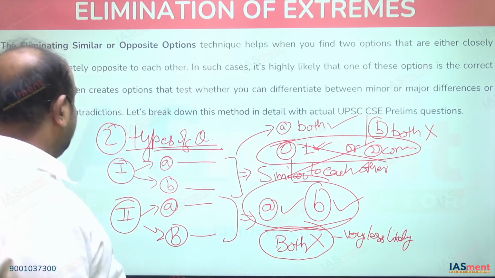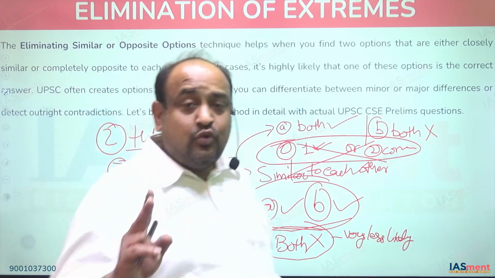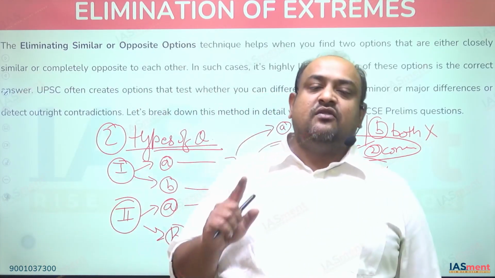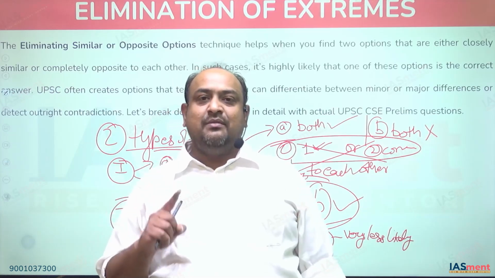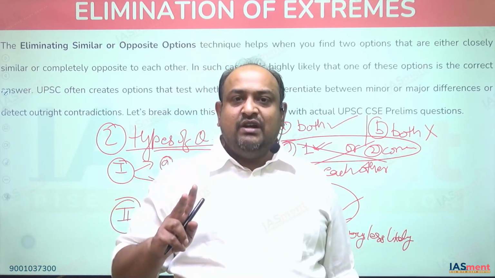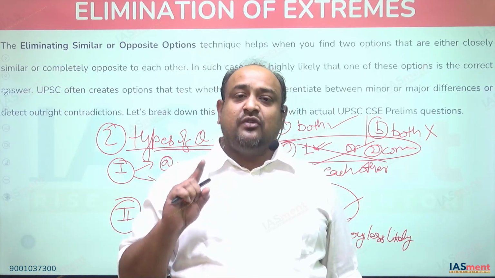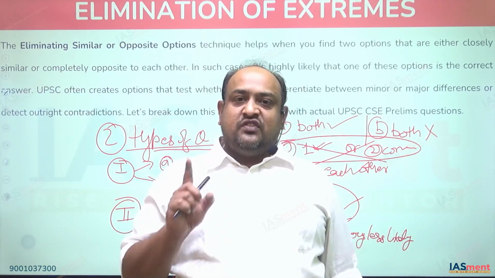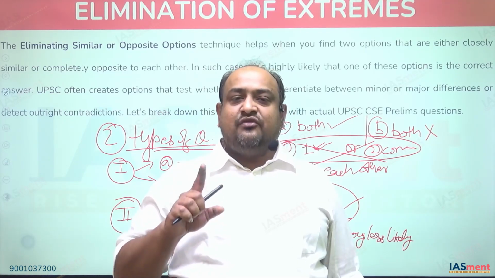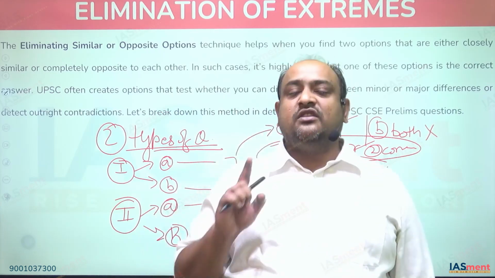Fine. So let's briefly repeat this strategy. There will be two types of questions. In one type, the given two statements will support each other, will be similar to each other. If this is the case, then there will be only two possibilities for the correct answer: either both these statements will be right or both the statements will be wrong. There can never be a correct answer which says that statement 1 is right or statement 2 is right. This is the first type of question.